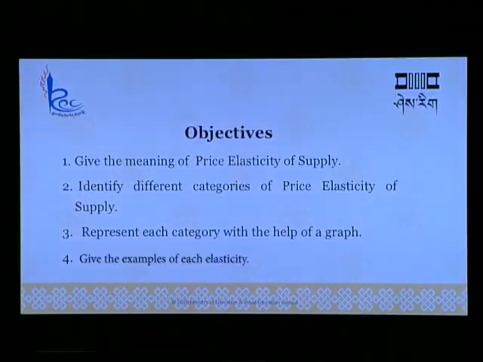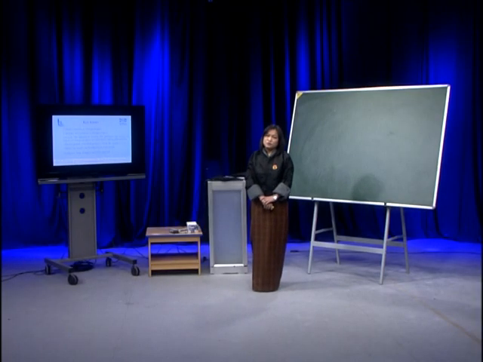Before we begin with our lesson, let's look at the objectives. At the end of the lesson, you should be able to, number 1, give the meaning of price elasticity of supply. Number 2, identify different categories of elasticity of supply. Number 3, represent each category with the help of a graph. The last objective, give examples of each elasticity. With this, we are going to discuss the lesson.